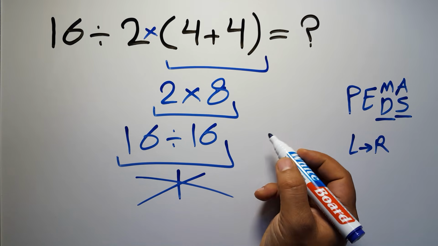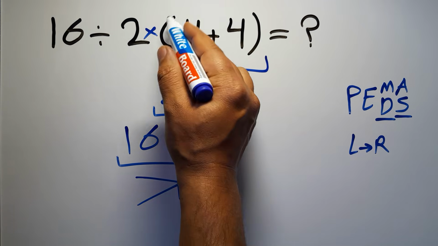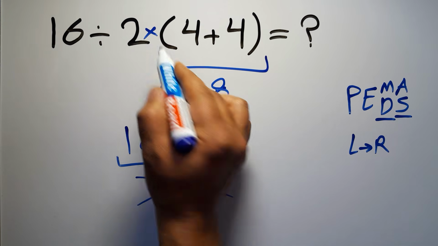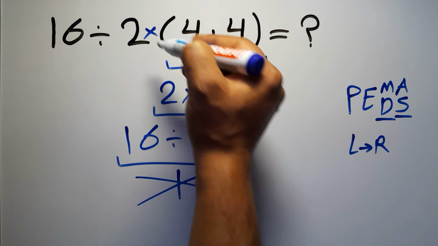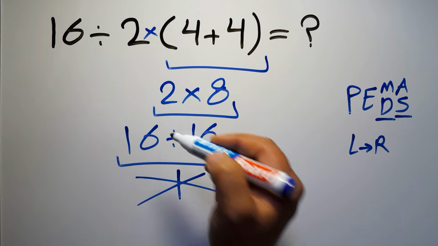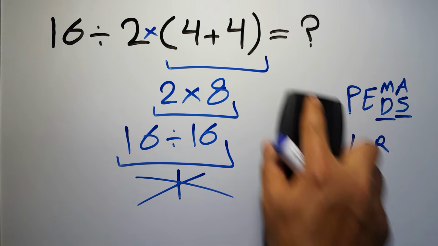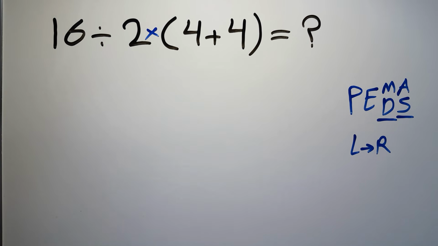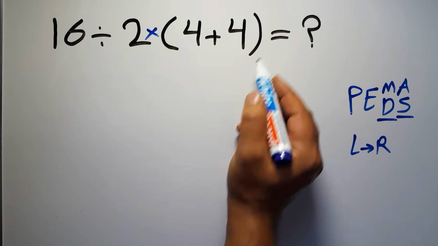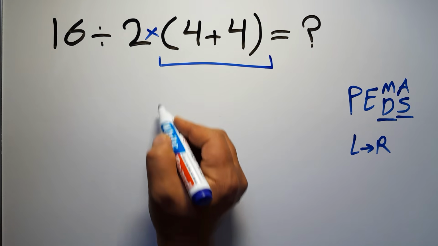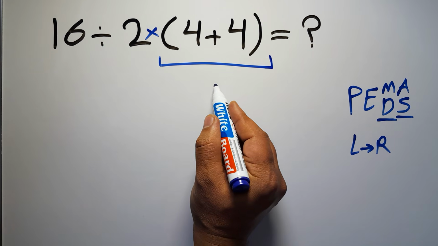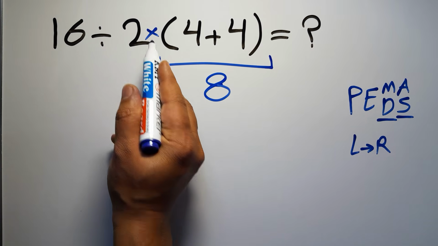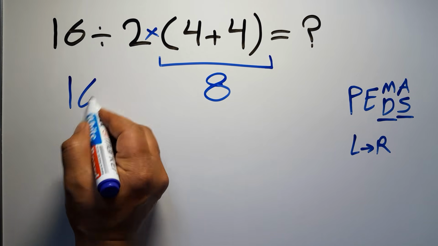Okay, so according to the PEMDAS, first we have to do this parenthesis, then this division, and finally this multiplication. If we do this multiplication before this division, it is wrong. So first we have to do this parenthesis. Inside this parenthesis we have 4 plus 4, which equals 8. So 16 divided by 2, then times 8.